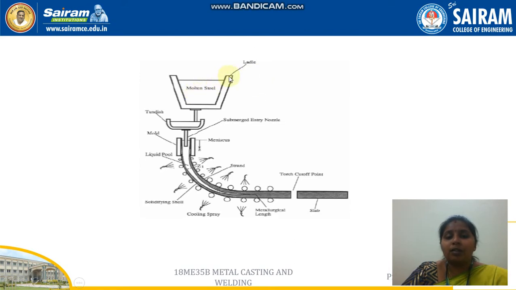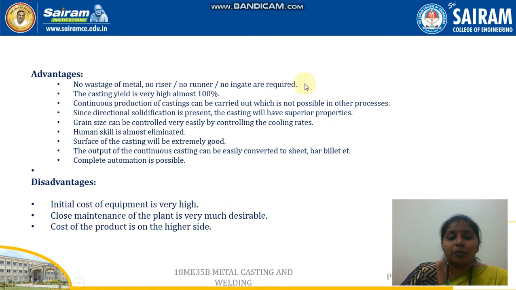So here you can see there is a ladle in which the molten metal is stored. This ladle continuously keeps supplying the molten metal. This molten metal passes through many rollers and the solidification takes place immediately, and the components are taken out and molded to the shape that is required. All these processes continuously take place in this casting, hence it is called a continuous casting process.